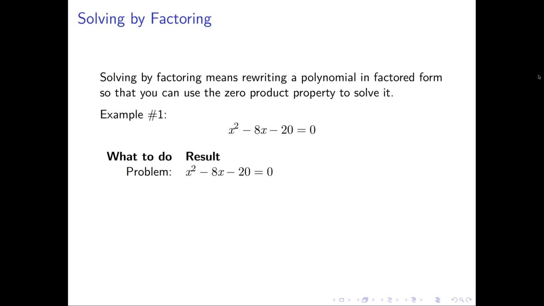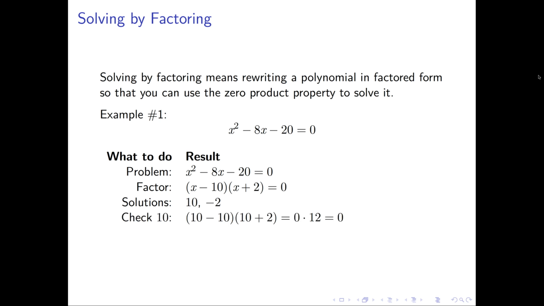So let's take a look at this problem. We can indeed factor x squared minus 8x minus 20 into x minus 10 times x plus 2 equals 0. We can see easily that the solutions are 10 and negative 2. And let's check them just to be sure.